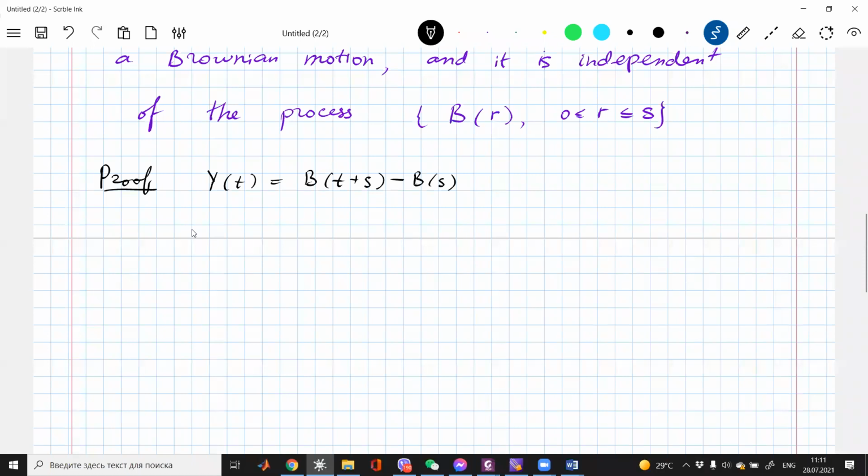So what we should check is that Y is a Gaussian process. This is the main property. Why is it so? This is so because B is a Brownian motion, and from this it follows that Y is a Gaussian process too.